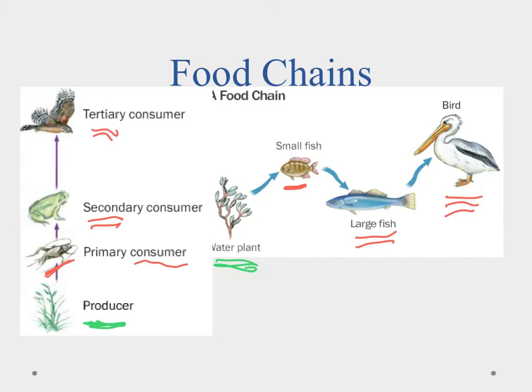So when we're talking about these food chains, we're always going to start off with some kind of a producer. That's going to put the energy into the ecosystem, so in a usable format for the animals to use, and then those producers are going to be eaten by consumers. And we'll have primary, secondary, tertiary, quaternary, depending on how far away it is from the producer.